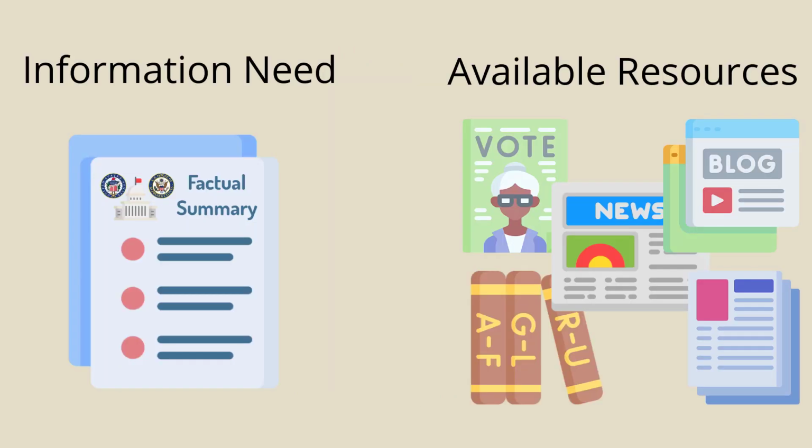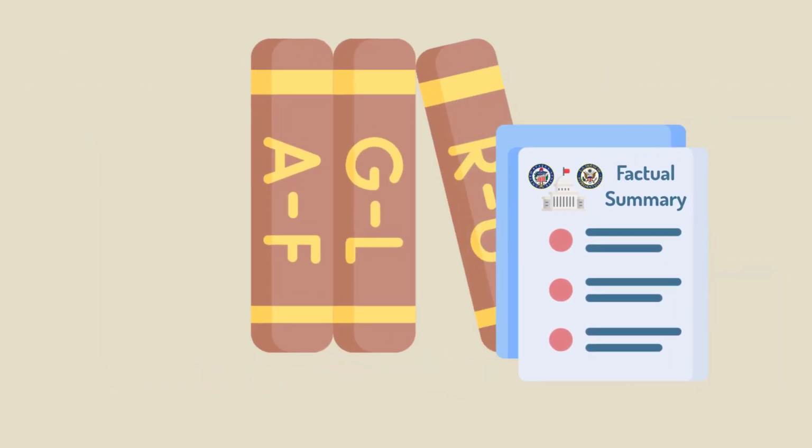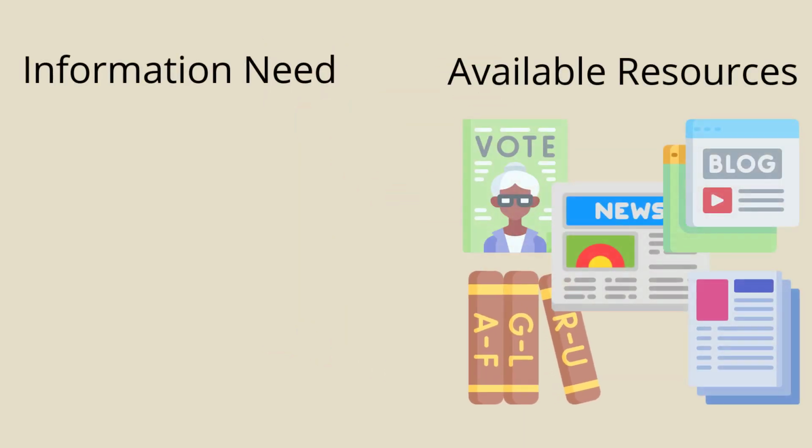By matching your information need to the available resources, you're in a better starting position to find the information you need. In other cases, you might have a different information need, which would affect the type of information available based on where you are in the information cycle.